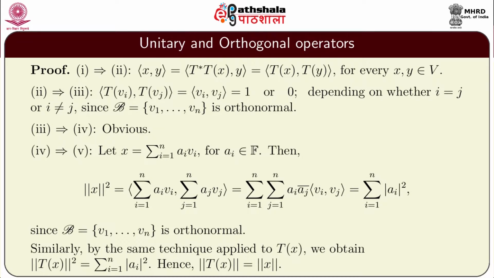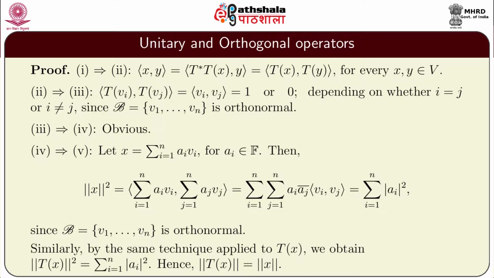2 implies 3, inner product Tvi, Tvj is equal to inner product vi, vj, and that is equal to 1 or 0 depending on whether i is equal to j or i is not equal to j, since B, that is the set consisting of v1, v2, ..., vn, is orthonormal. 3 implies 4 is obvious.